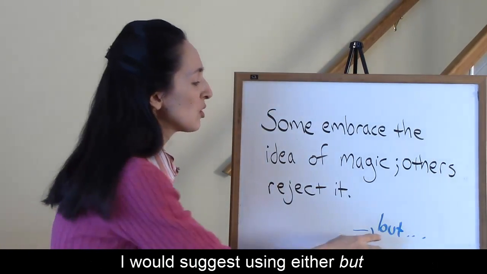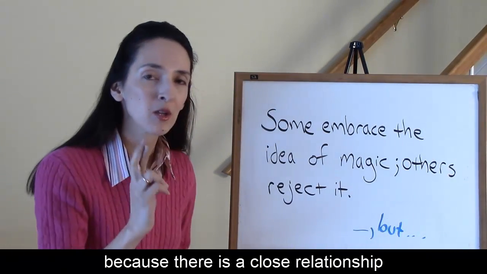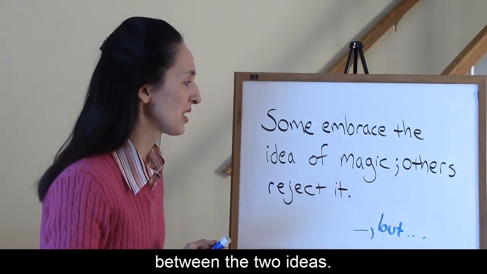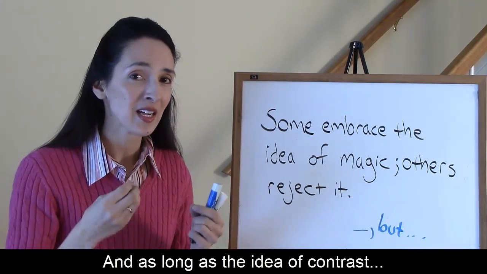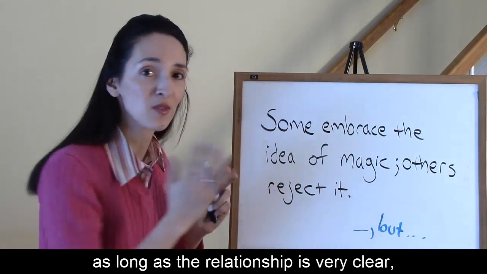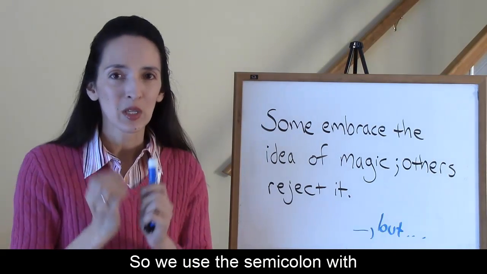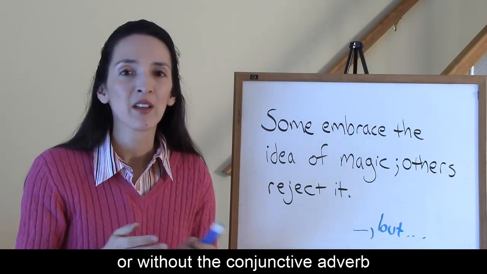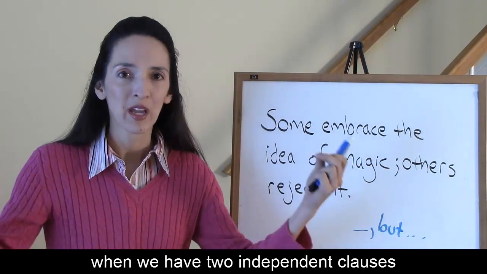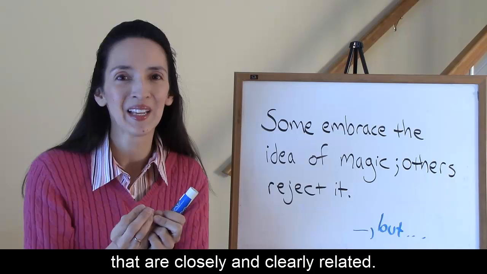I would suggest using either but or the semicolon because there is a close relationship between the two ideas. And as long as the idea of contrast, as long as the relationship is very clear, the semicolon is appropriate. So we use the semicolon with or without the conjunctive adverb when we have two independent clauses that are closely and clearly related.